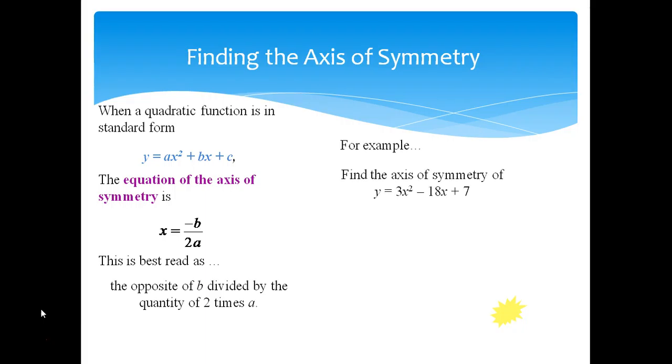So if I wanted to find the axis of symmetry for 3x squared minus 18x plus 7, it would be a negative negative 18, or a positive 18, over 2 times 3. And 18 over 6 is 3, so my axis of symmetry is at x equals 3.